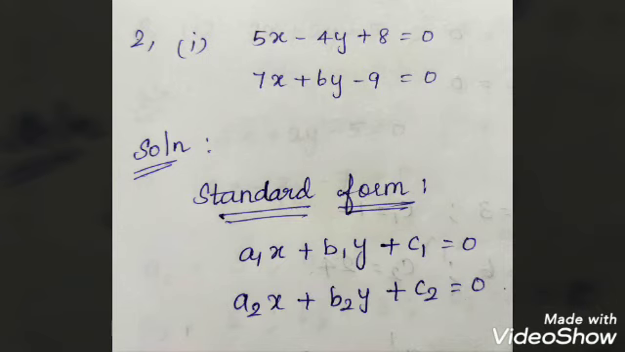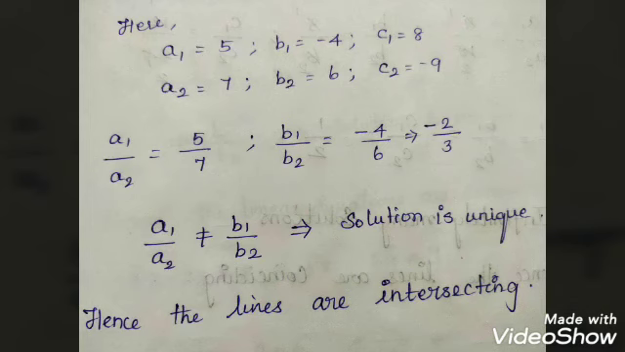We know that. Right? Now we have to compare the equation and the standard form, and we have to find out A1, B1, C1, A2, B2, C2. Then we have to compare the ratios. So A1 equal to 5, B1 equal to minus 4, C1 equal to 8. Then A2 is equal to 7, B2 equal to 6, C2 equal to minus 9. First we will compare A1 by A2. So what is this? 5 by 7. Next is B1 by B2. Minus 4 by 6 will give you minus 2 by 3. Next is C1 by C2.